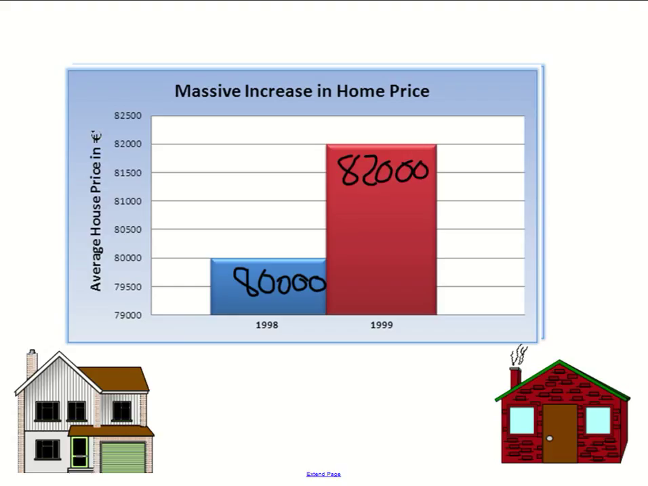And so it looks like there's this massive increase in housing prices, but it's really only a $2,000 increase from year to year. And so they were able to mislead you with this graph by zooming in on it. If you notice, our y-axis down here starts at 79,000 instead of starting at 0. Now if this graph started at 0, this gap in between our two bars would look drastically different. And so this is one technique that is used quite often.